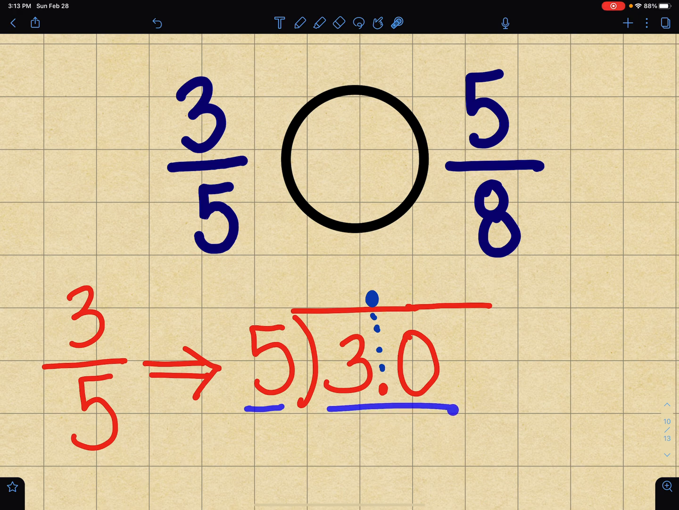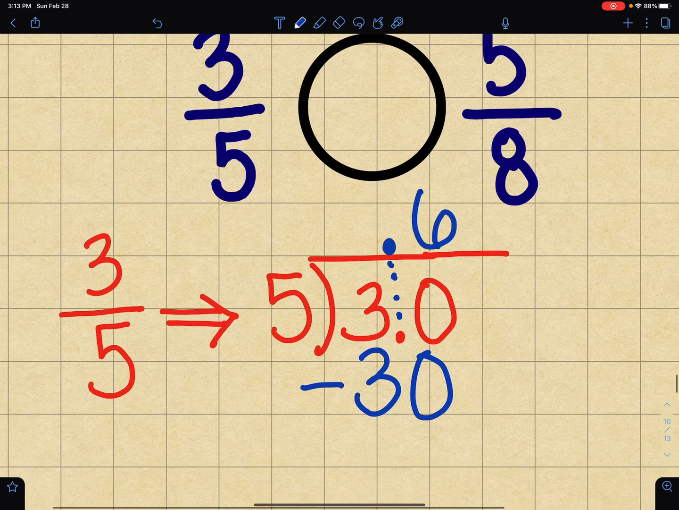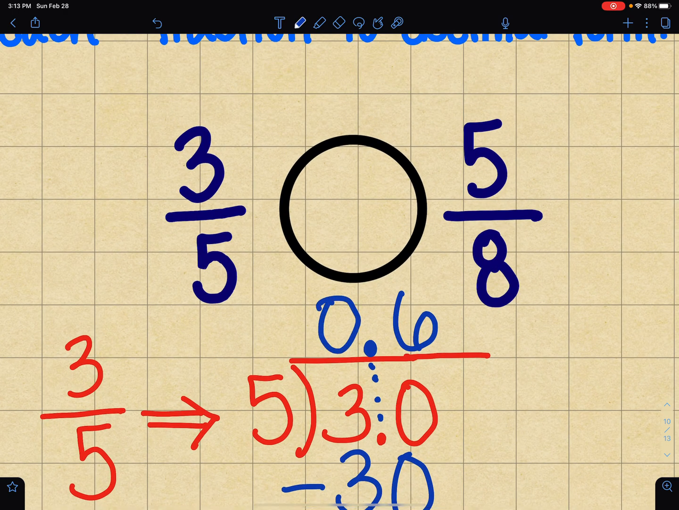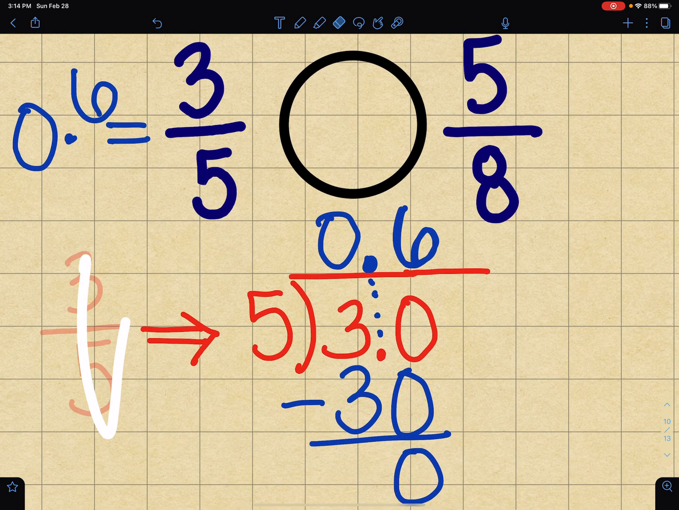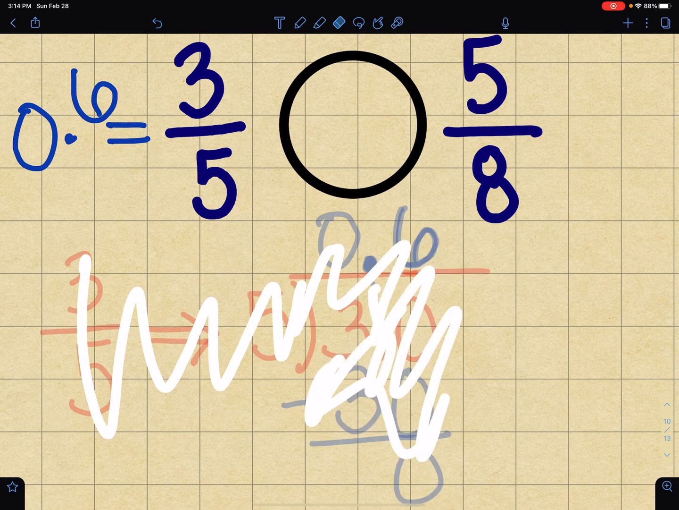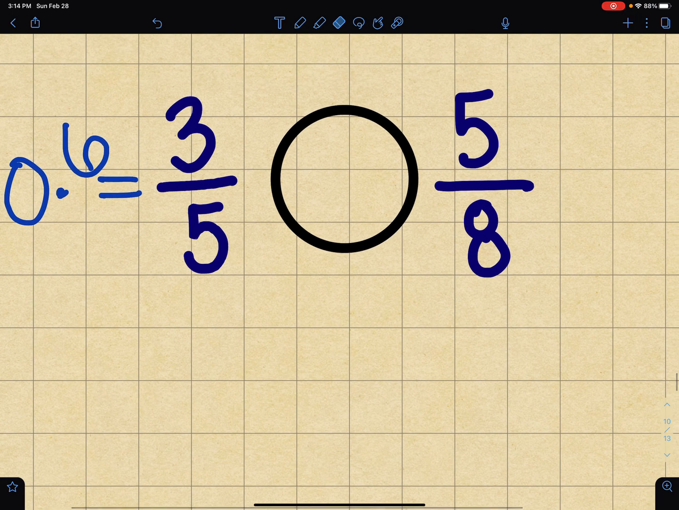Now, 5 does go into 30 if you remember your multiplication tables, because 5 times 6 is 30. Then when we subtract, we get remainder 0. So 5 goes into 3 0.6 times. So what's cool about that is that now we know that this fraction is the same as 0.6. Cool. All right, I'm going to erase this so that we can do the other side. Let's do the other side. 5 divided by 8.